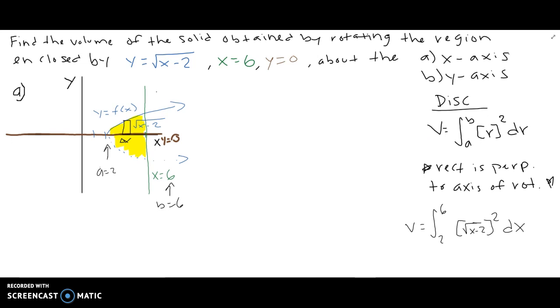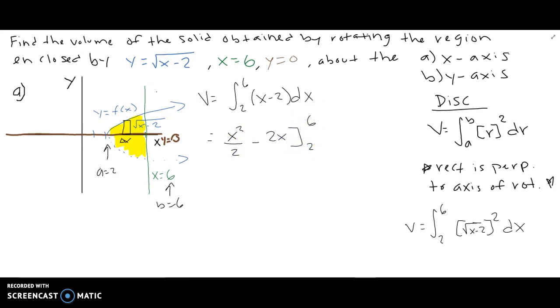So now we're just going to integrate. So we have v equals integral 2 to 6 of x minus 2, because the square root of x minus 2 squared is just x minus 2, right? dx. And like I said, this is the easy part now. So the integral of this is x squared over 2 minus 2x. That's evaluated from 2 to 6.